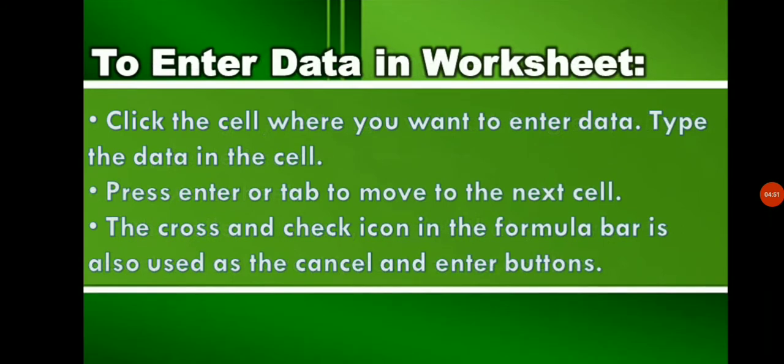How to enter data in a worksheet. Click the cell where you want to enter data. Type the data in the cell. An insertion point appears in the cell as the data is typed. The data can be typed in either the cell or the formula bar. Press Enter or Tab to move to the next cell. The data being typed appears in both the active cell and the formula bar. The cross and the check icons in the formula bar are also used as the cancel and enter buttons.